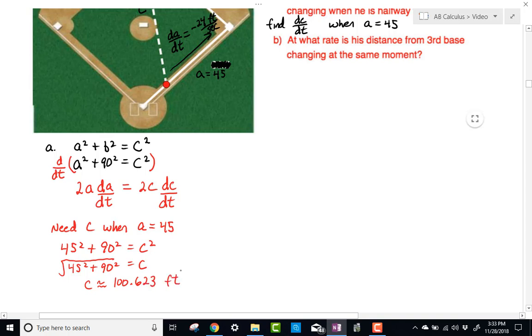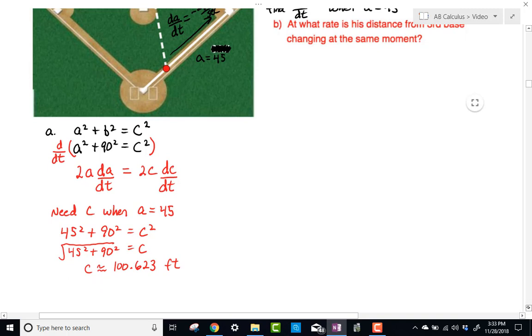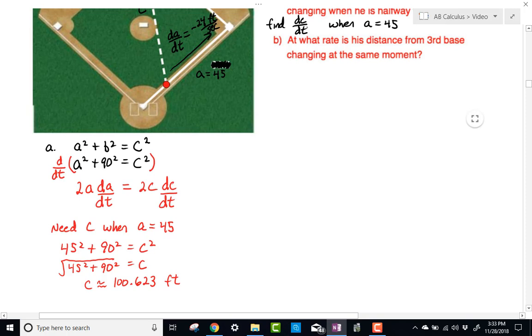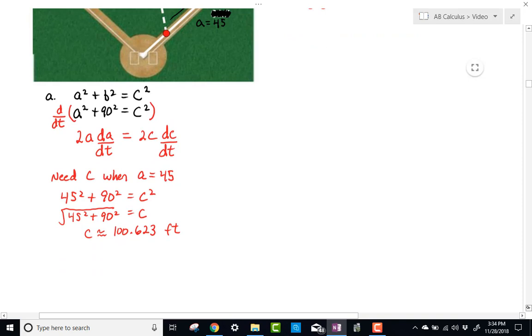Okay, so that's C. That's what I need when A is equal to 45. Now that I know C, I can go ahead and plug in. I also need my rate from above, so I need to know what dA/dt was. That was negative 24 feet per second. I'm taking that straight from the given information.